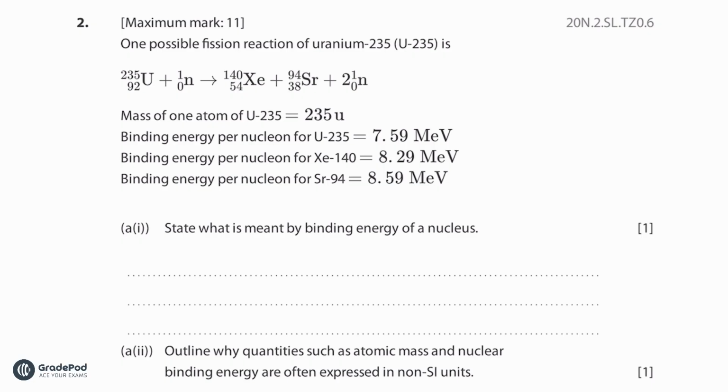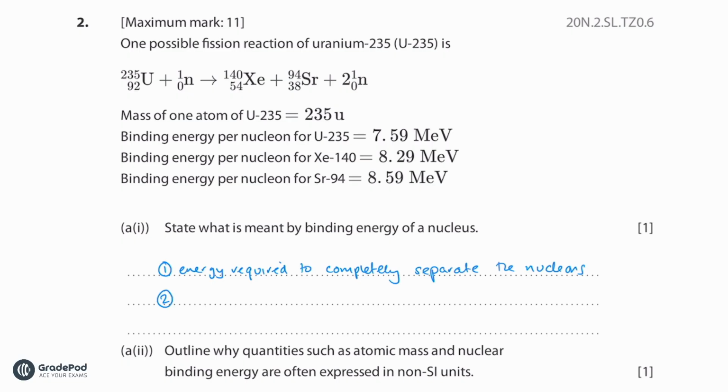Question 2. One possible fission reaction of uranium-235 is, and it's given here. State what is meant by binding energy of a nucleus. This is a definition that you just need to know. There's 2 ways of memorising this definition. The first way is looking at when we're separating the nucleus, so energy required to completely separate the nucleons.